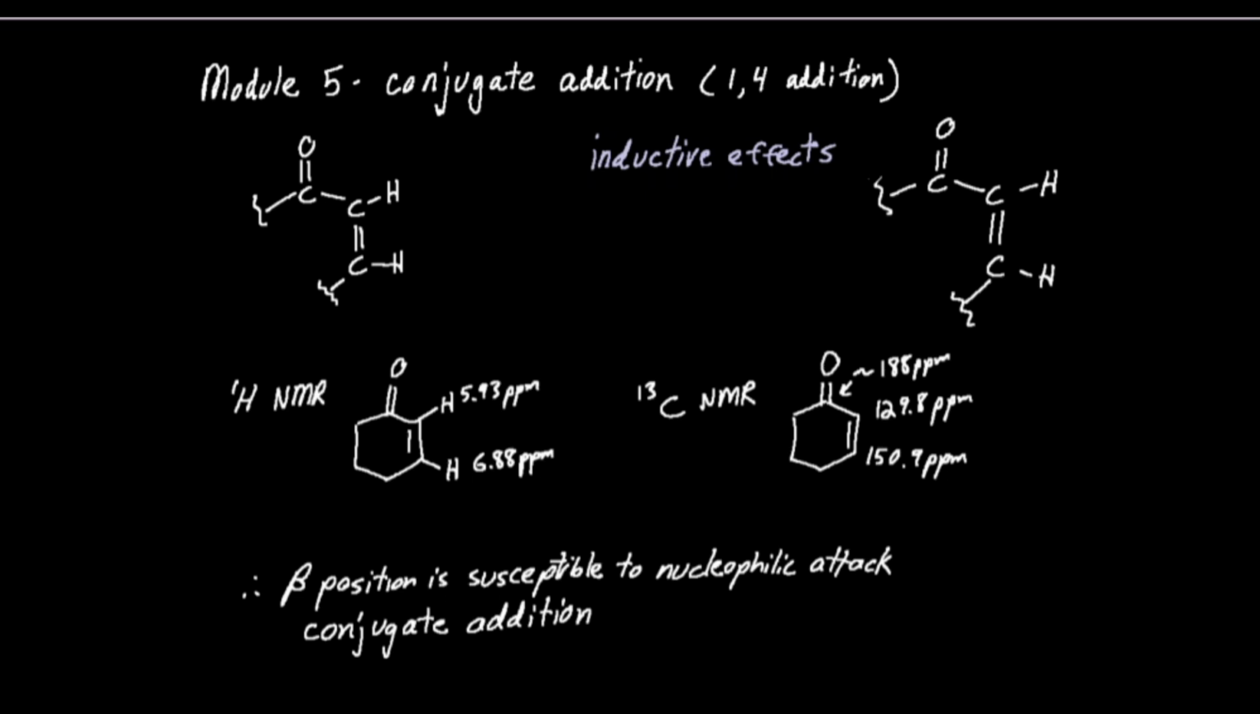This Module 5 video is on conjugate or 1,4 addition. If you have a ketone that has a double bond next to it, that double bond can be labeled alpha and beta positions, the carbons of that double bond. And so we call this an alpha beta unsaturated ketone.